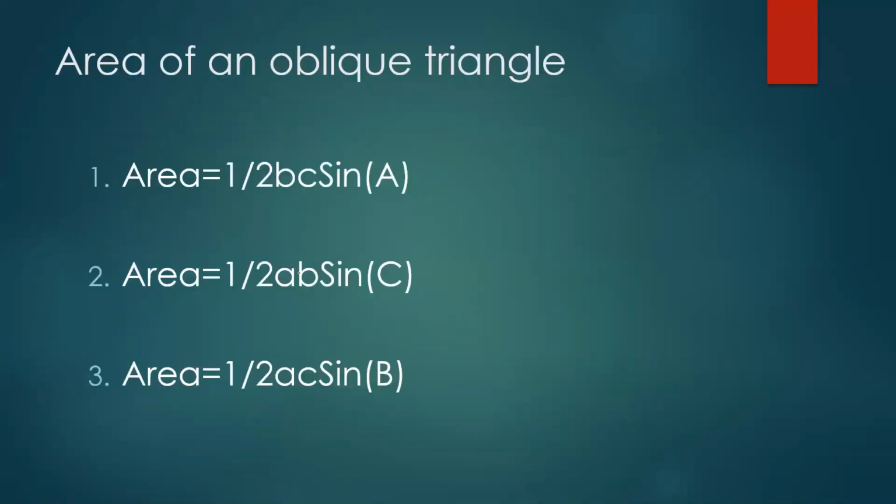Then we're going to learn about the area of an oblique triangle. Here are the three formulas. Oblique is not the same thing as a 90 degree right triangle, so this does not apply to right triangles. Area equals 1/2 b times c times sine of A, or area equals 1/2 ab sine of C, and area equals 1/2 ac sine of B.